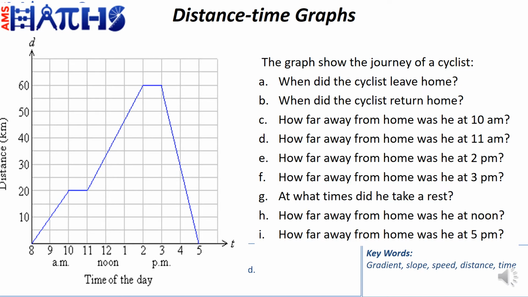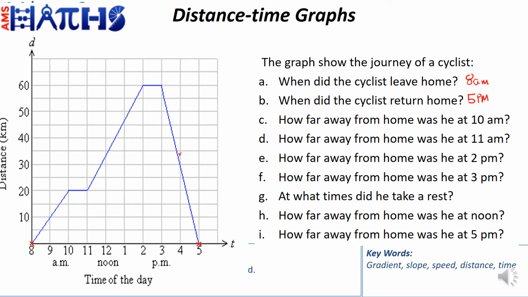Okay, so for the first question, I said, when did the cyclist leave home? So we can see this is where the cyclist started. Notice the time of day, they've given the time on a clock. So the cyclist left home at 8 a.m. It says, for the next question, when did the cyclist return home? We can see this line shows that he is returning home, returning back to his starting point. He arrived home at 5 p.m.